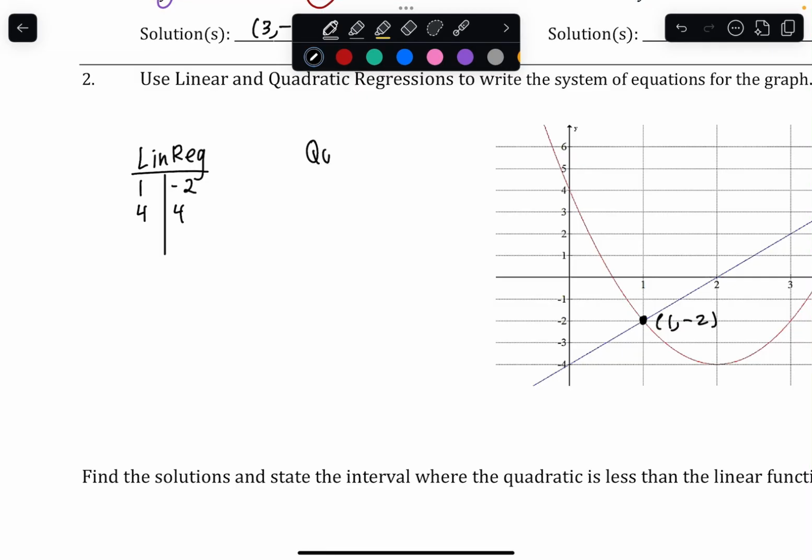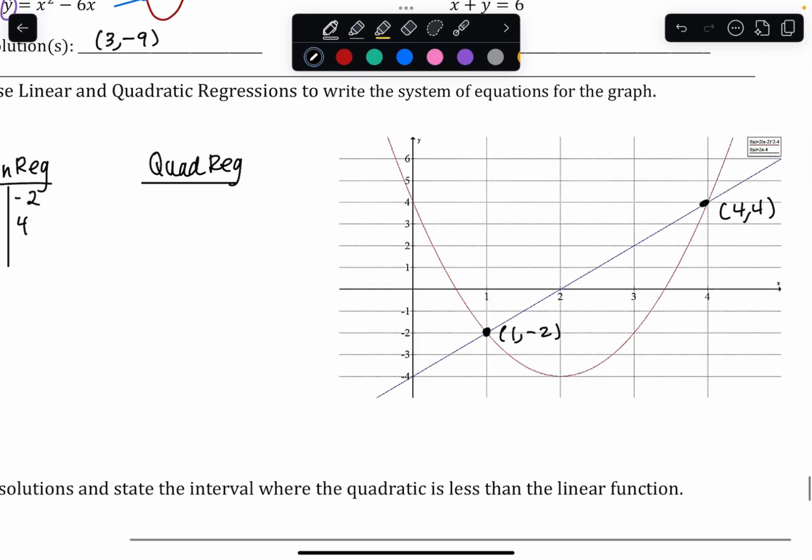For a quadratic regression, you need 3 points on your parabola. The 2 points I chose are points on the parabola as well. I just need a third point. So I'm going to keep the points I had, (1, -2) and (4, 4), and then a third point is the vertex, or whichever point you want to use, (2, -4).